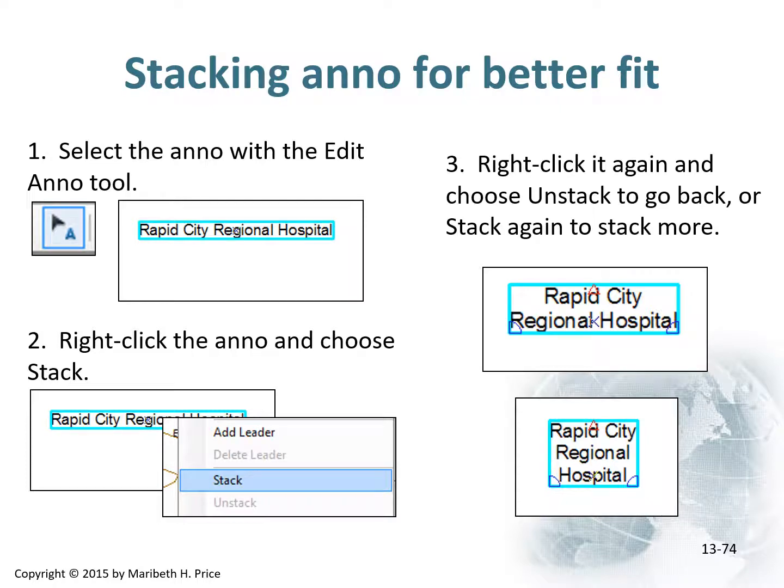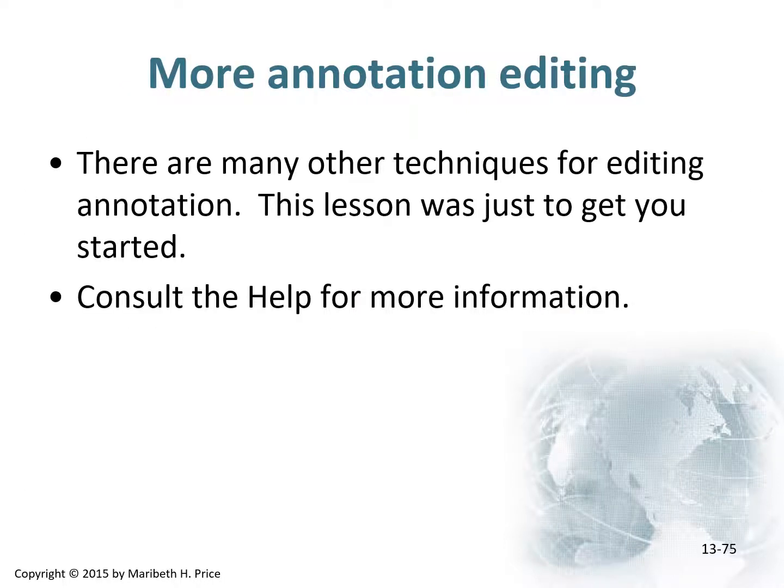You can stack things for better fit. And so what does that mean? Well, if you right-click it again and choose unstack or go back, it'll unstack it. Stacking means you have a really long name like Rapid City Regional Hospital, and you want it to say Rapid City on the top line and Regional Hospital below it. It allows you to stack that. More editing. There are techniques for editing annotation. This basically just gets you started with some of the things that you can use that could be helpful.